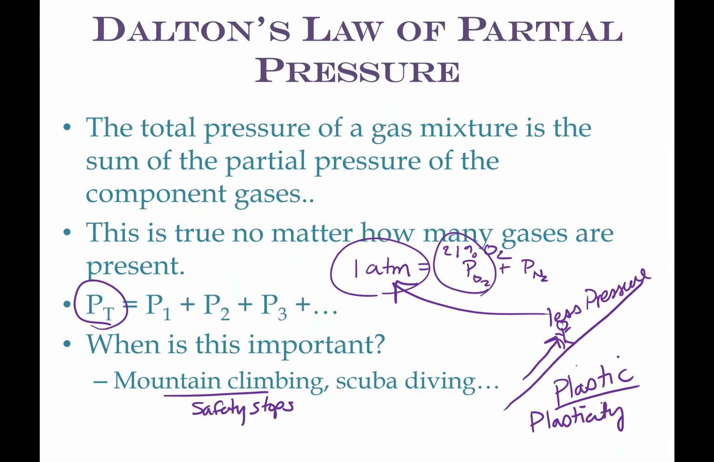Now there are Sherpas and people that live in the mountains near Nepal that can just run right up the mountain because they're so used to living there. They still have to stop every once in a while, but they don't have to stop nearly as often as a Westerner that were to come over, because they're used to living at a lower pressure of oxygen to begin with. So these safety stops are so you don't pass out.